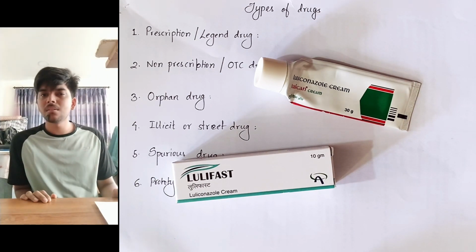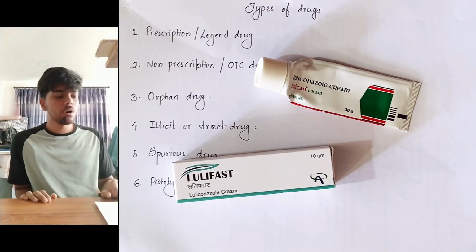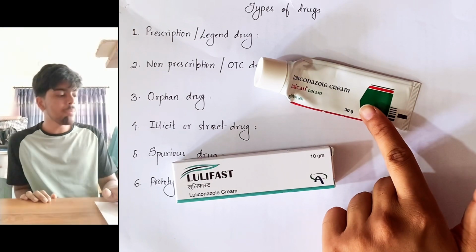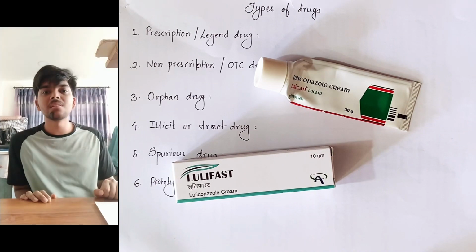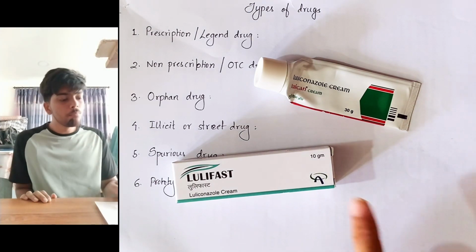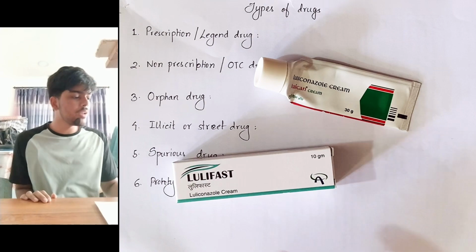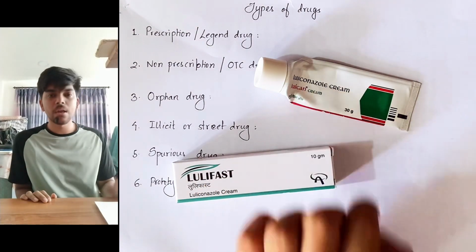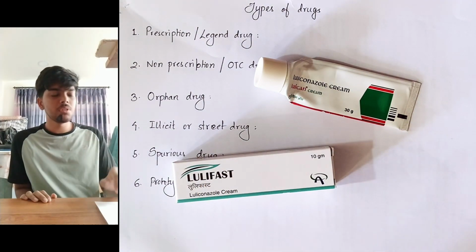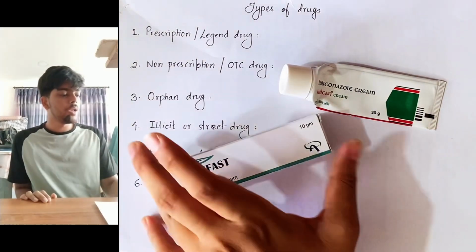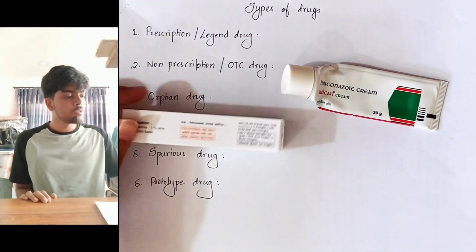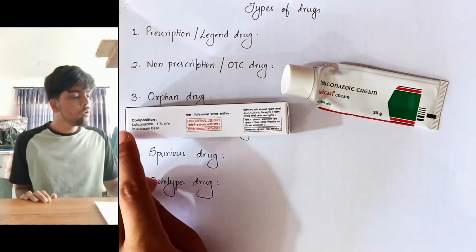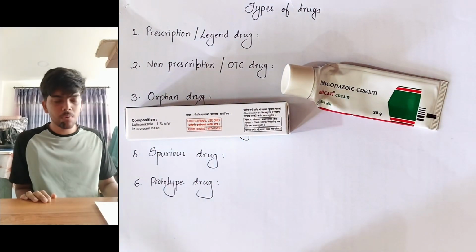So the best thing I could do was look at the composition of both these creams. Sure, one is Lulican cream and the other is Lulifast cream. However, Lulican and Lulifast are just brand names. Both of these creams contain lulicanozole. If you look at the composition of both these creams one by one, in Lulifast, the composition is lulicanozole 1% weight by weight.